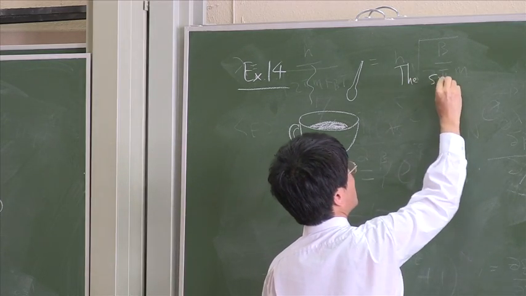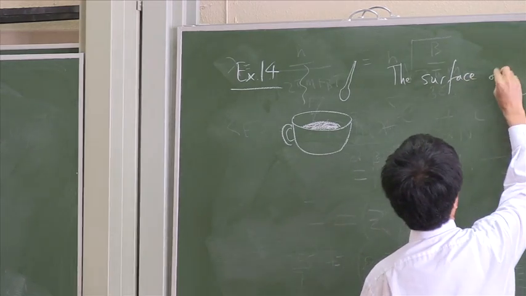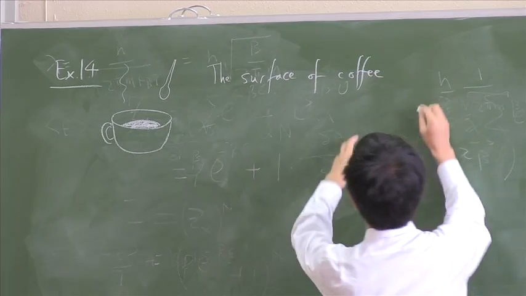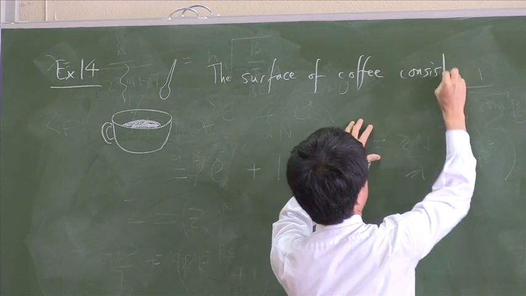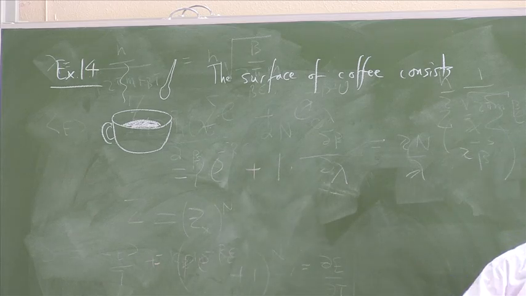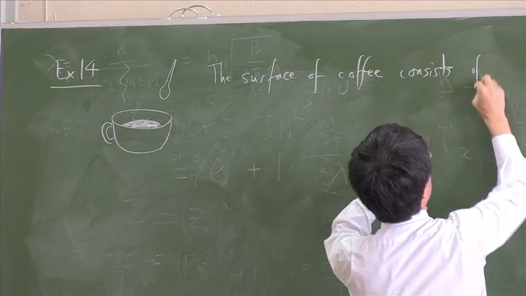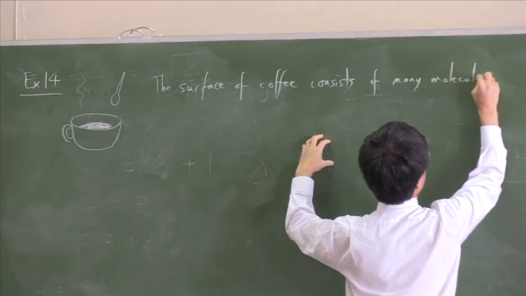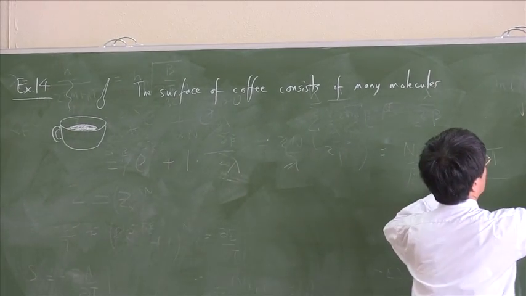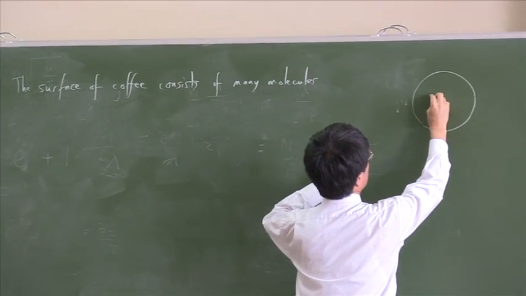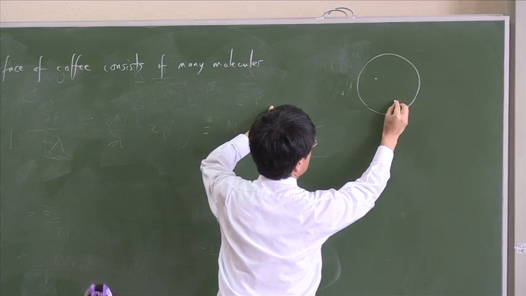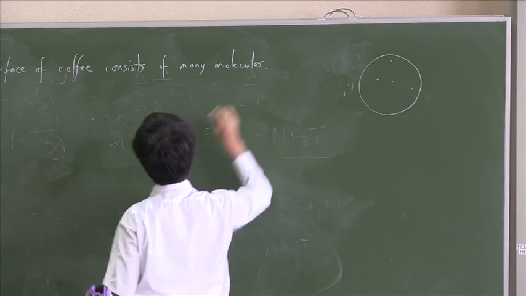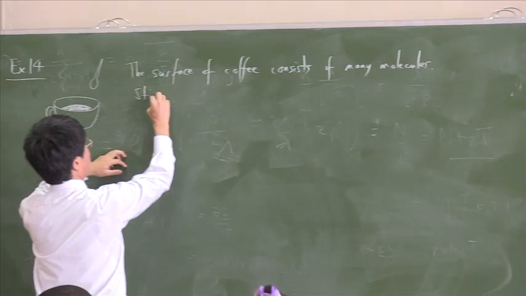Puzzling. The surface of coffee, it doesn't have to be coffee, it can be tea, as you know, consists of many, many, many molecules, tiny things, they're together. For example, this is one, this is another, this is another, this is another, this is another, and so on. Lots of molecules. Well, stir the coffee.